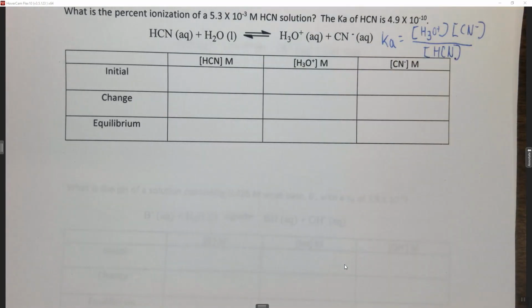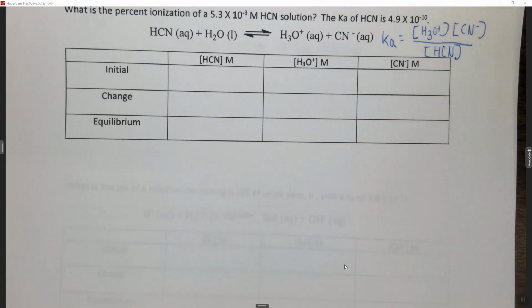And if you haven't watched two questions ago, it's good to start with that, because that's where we talk about the ICE table the most. So this is the Ka expression. Now in the past, we've solved for pH, and in one case we were given the pH and we solved for the Ka. But in this case, we want the percent ionization.